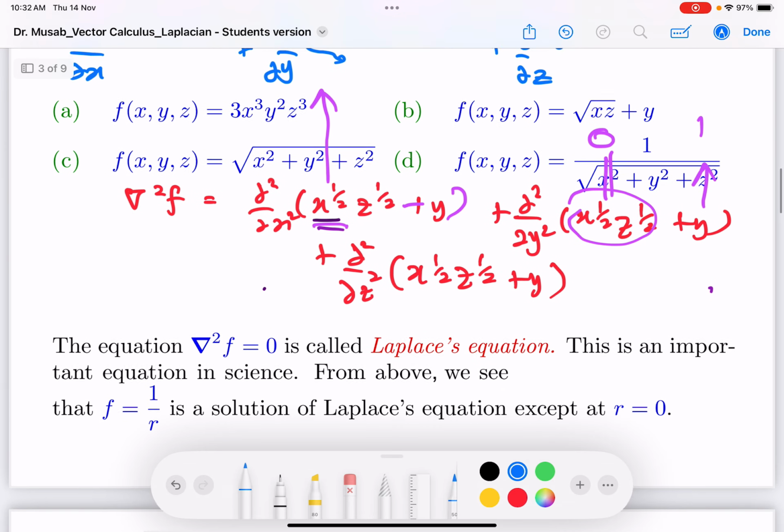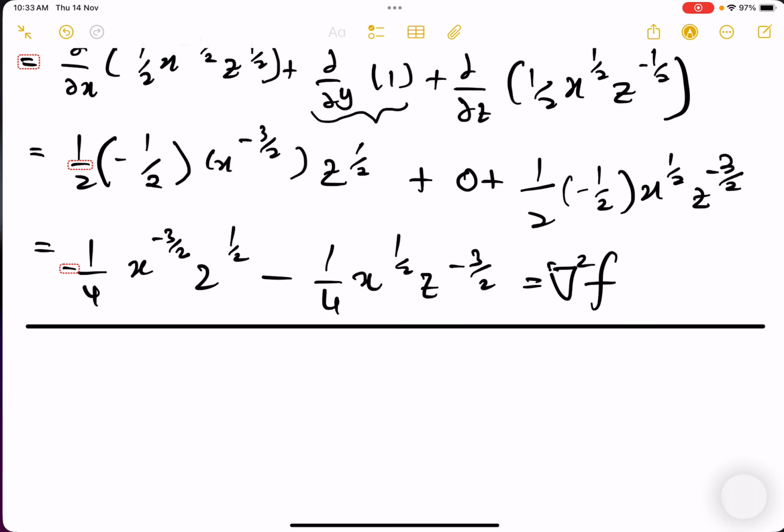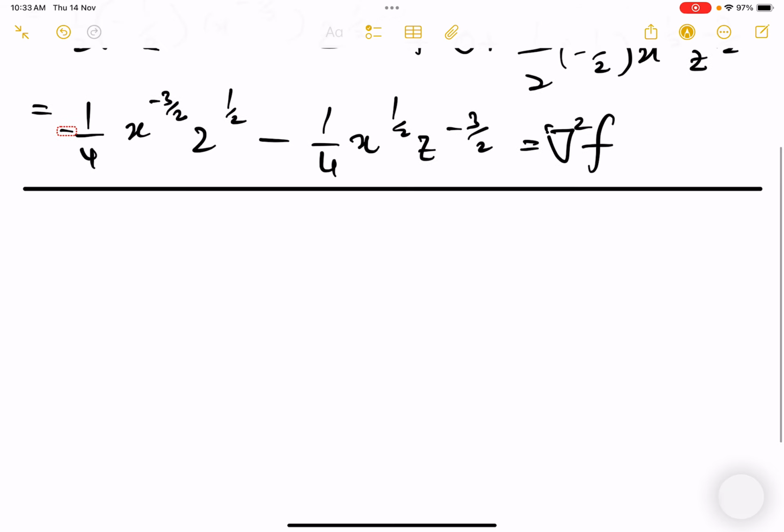Okay, in order to get the Laplace equation, what we have done just now is the Laplacian. So I'm going to show you there are some cases where the Laplacian of the equation will become 0. If I'm not mistaken, the example is on part D. So let's have a try here.